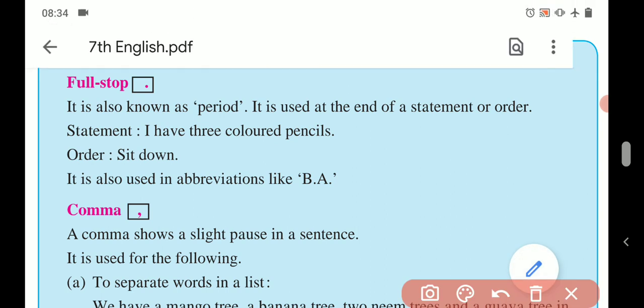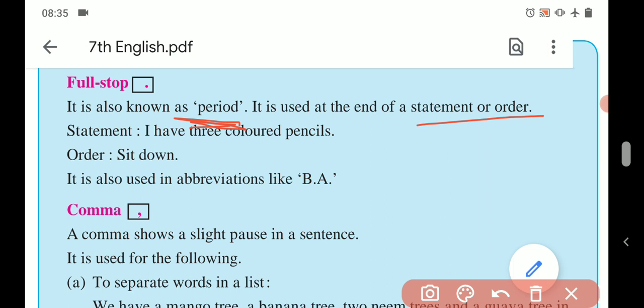Here is the first one, that is full stop, and the symbol is given in this rectangular box. So that is full stop, right? Let us see something more about this punctuation mark. It is also known as period. It is used at the end of a statement or order. So when our statement or order is complete, at that time the full stop is used, and that shows the period.